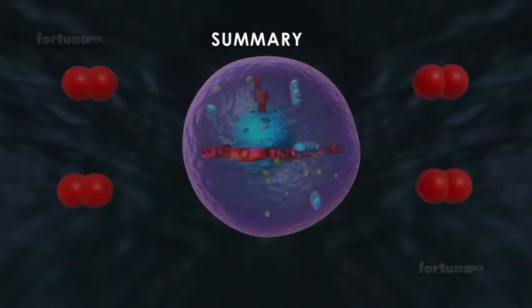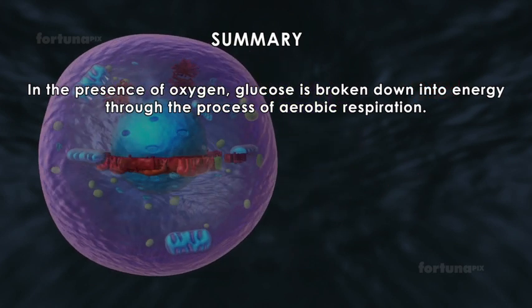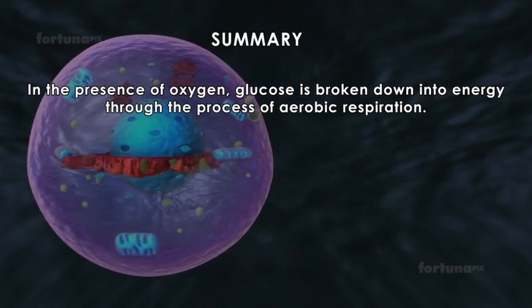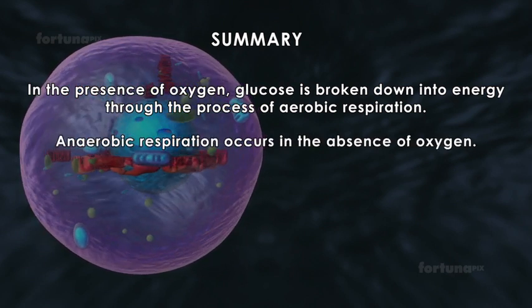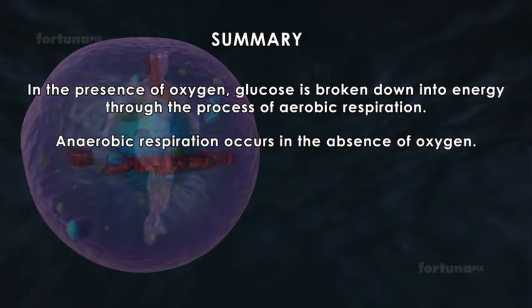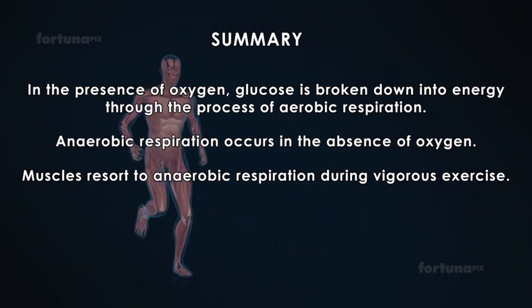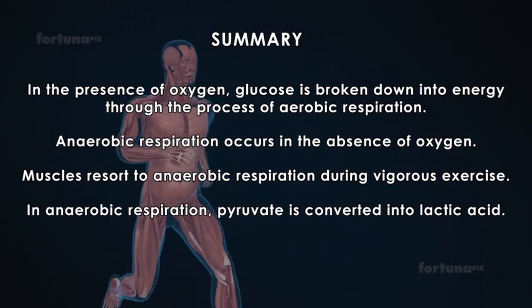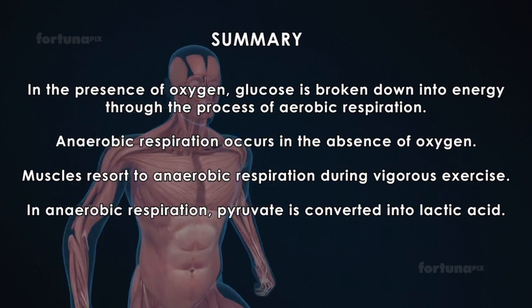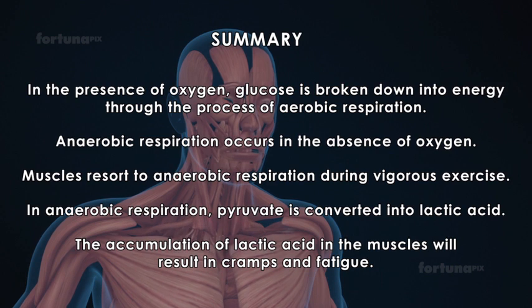Summary: in the presence of oxygen, glucose is broken down into energy through the process of aerobic respiration. Anaerobic respiration occurs in the absence of oxygen. Muscles resort to anaerobic respiration during vigorous exercise. In anaerobic respiration, pyruvate is converted into lactic acid. The accumulation of lactic acid in the muscles will result in cramps and fatigue.